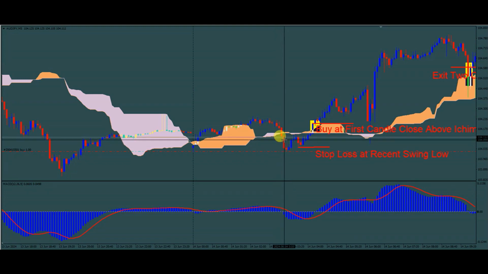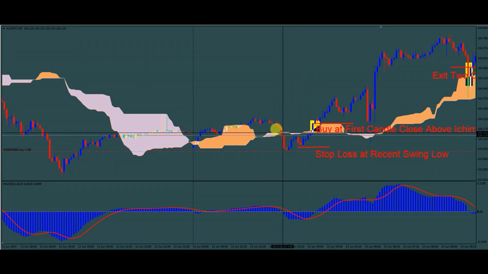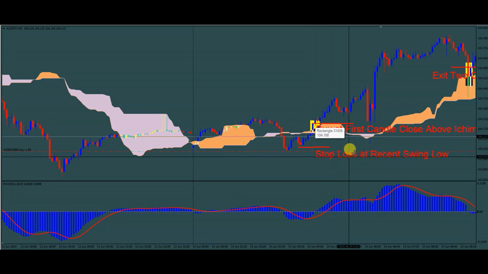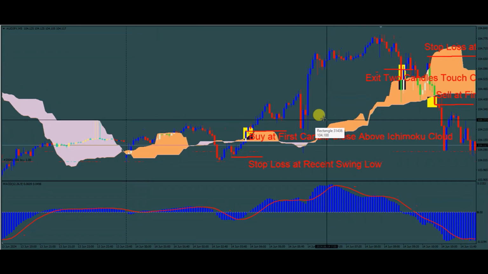Here we open a sell trade as the price is below and the MACD is below, and this trade did not go our way. Just shortly the trade reversed. So here we make a small loss. Here we have a good signal. The price is above the cloud and we have the MACD above the zero line. So we open our buy trade.